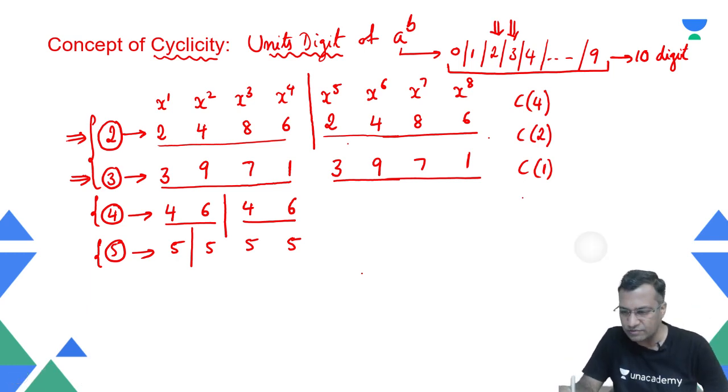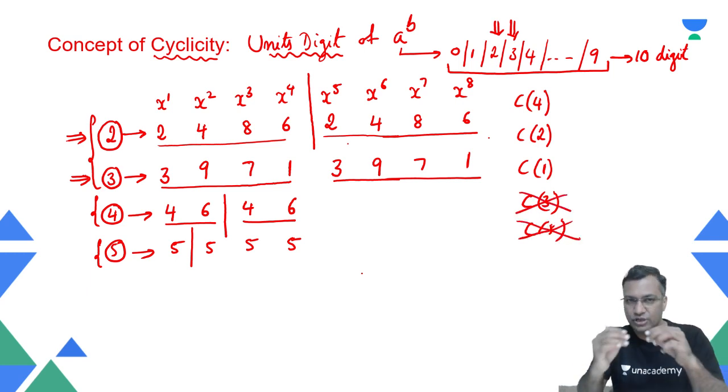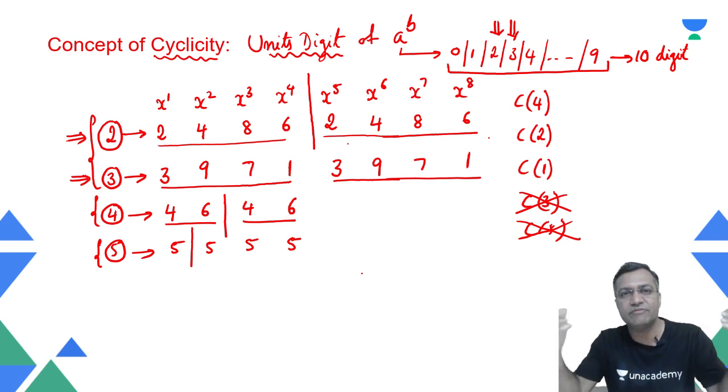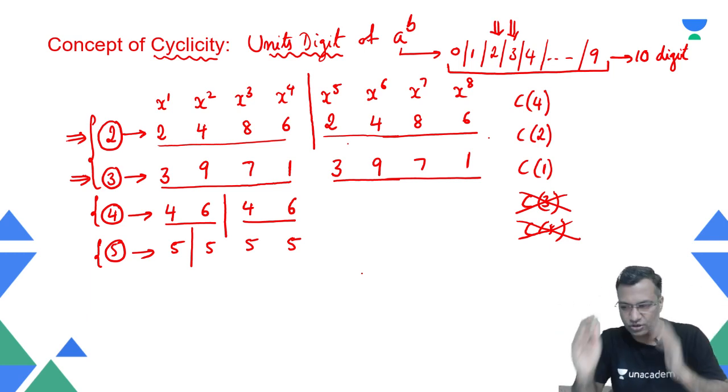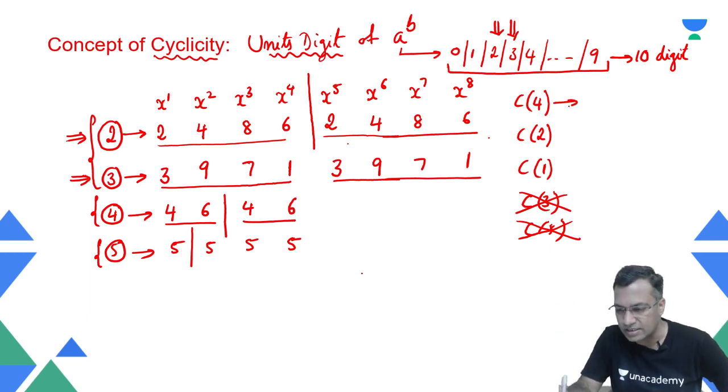There is no digit which has a cyclicity of 3 or a cyclicity of 5, etc. There are no such digits, right? So every digit belongs to one of these 3 classifications, one of these 3 bins. Which are those particular digits? The digits 2, 3, 7 and 8.